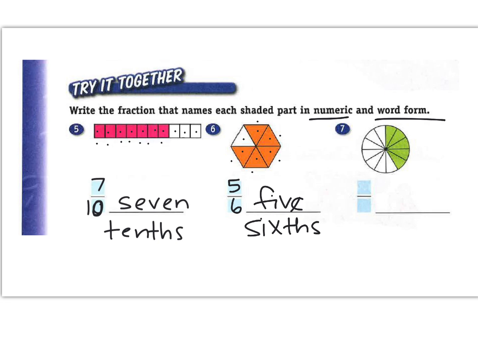All right, and then number 7, we got to count all our pieces again. 1, 2, 3, 4, 5, 6, 7, 8, 9, 10, 11, 12 total. And out of the 12, 1, 2, 3, 4, 5 are shaded in green. So 5/12. So we would write 5/12. It's kind of a hard word to say. 5/12.